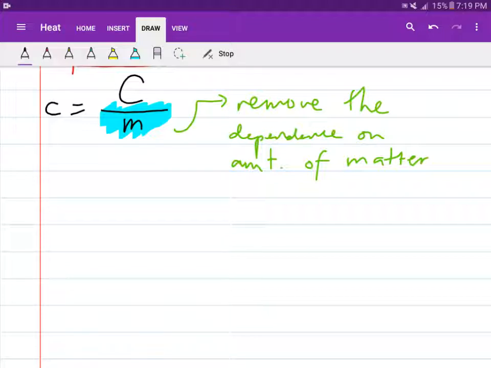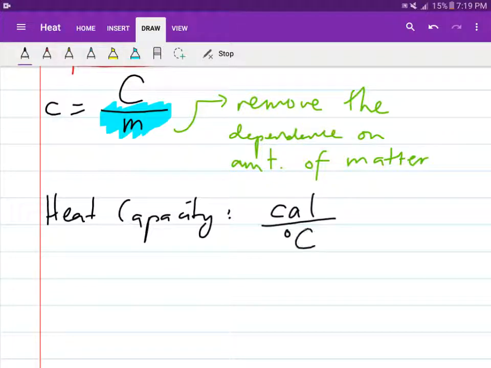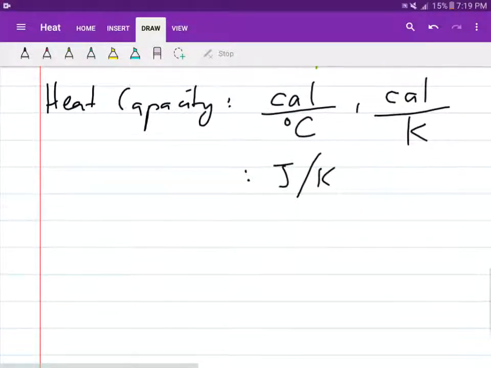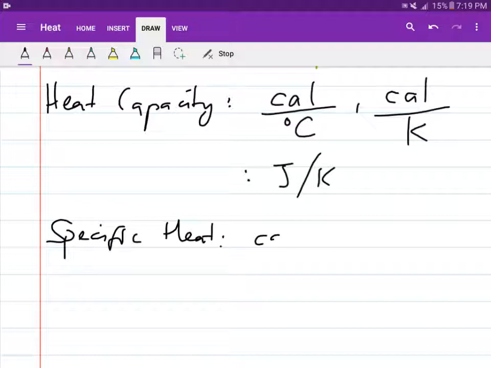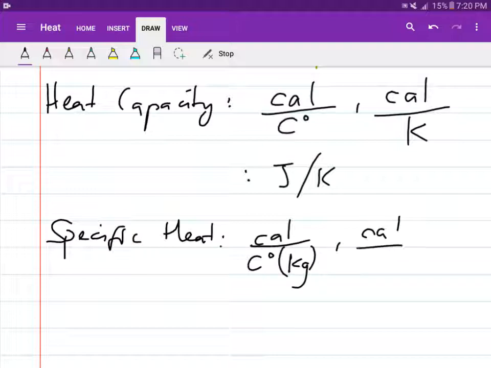So the unit of heat capacity is in calories per temperature, or calories per degree Celsius, or it can also be calories per Kelvin or joules per Kelvin. Now for specific heat, the unit would be calories per Celsius degree, because this is a change in temperature, per kilogram, or calories per kilogram Kelvin, or joules per kilogram Kelvin.